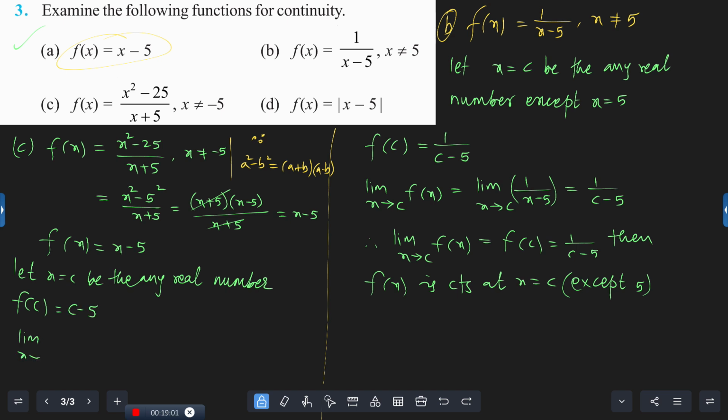Limit value, x tends to c f of x. Limit x tends to c f of x what? x minus 5, c minus 5 you will be getting. Both are the same answer, na. Then f of x is continuous. Continuous at x is equal to c. That's it. After simplifying also you can do it, Raja, or directly with the given question also we can do, not an issue. Okay.